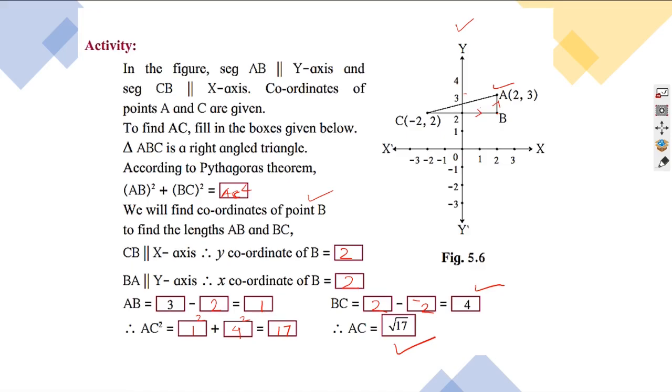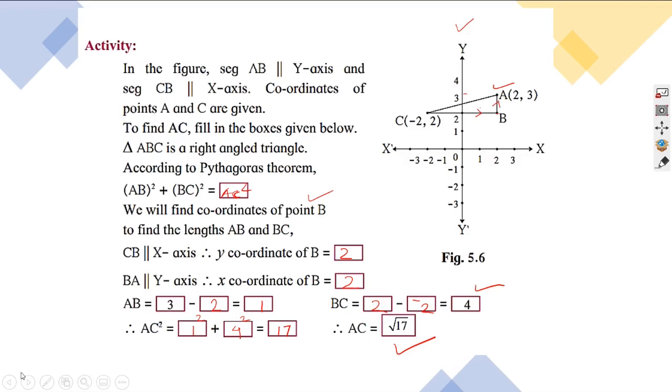This is what I said, putting foundation. How could we write that AB is equal to 3 minus 2? The reason is AB is parallel to the y-axis, so we will be having the x-coordinate fixed over there, so naturally we will have y2, which is 3, minus y1, which is 2.